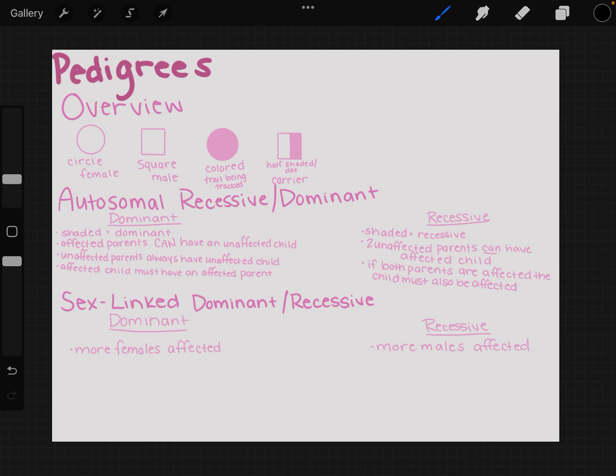Circles are always going to represent females, and squares are always going to represent males. Why is this important? It's just important when we look at sex-linked traits and whether or not parents are affected. In the same vein, non-colored squares or circles are going to be the trait not being tracked, and colored in squares or circles are going to be the trait being tracked. Sometimes you will see a half-shaded square or circle or a dot in the middle, and that is going to represent a carrier. Again, that is an individual presenting with a dominant phenotype, but has one recessive allele and one dominant allele.